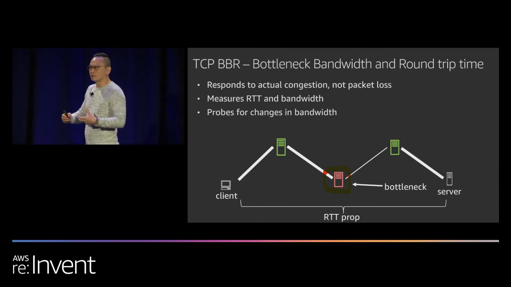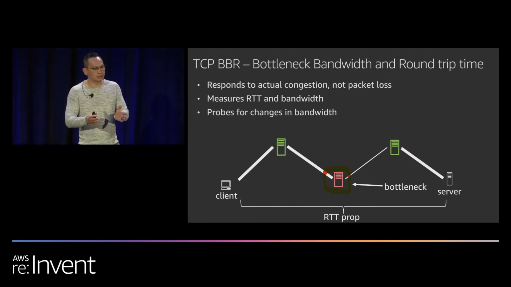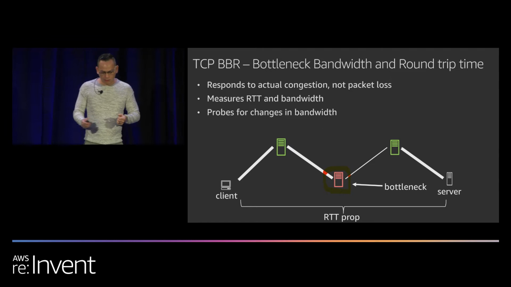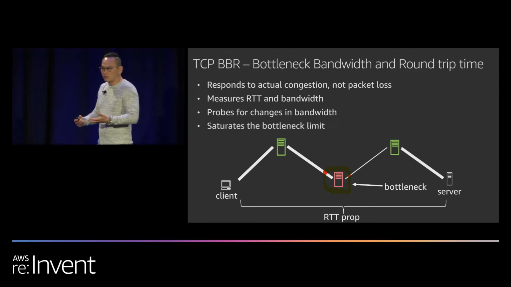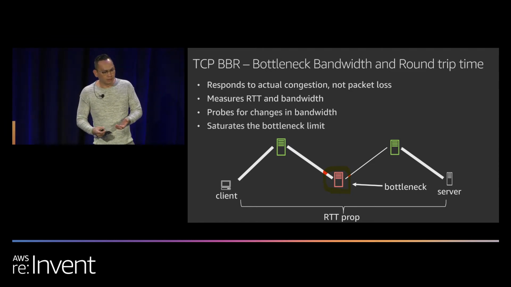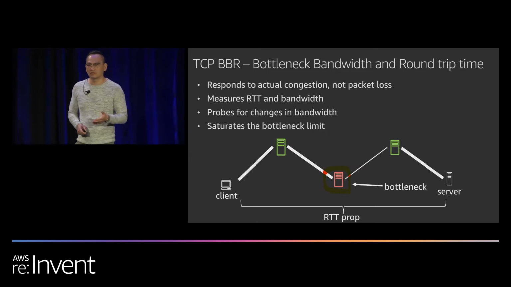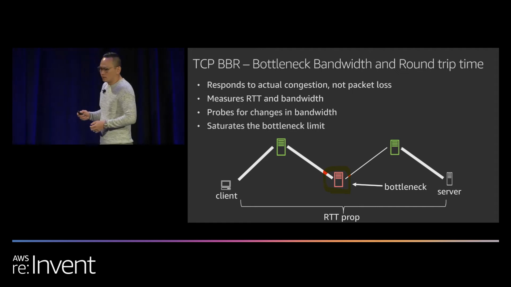So by doing this, it's able to rapidly change the congestion window and adjust accordingly. And in doing so, its goal is to saturate the bottleneck limit, right? So that router along the way with the lowest amount of bandwidth, we want to send as many packets as possible up to that limit.